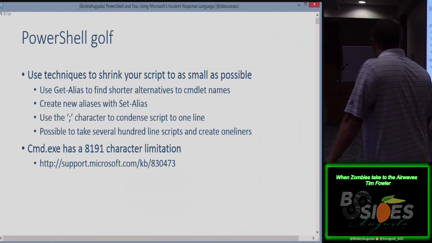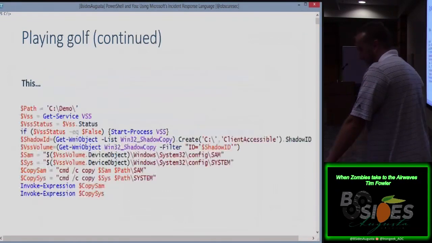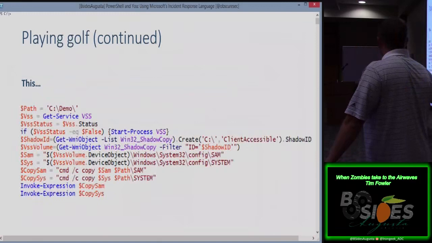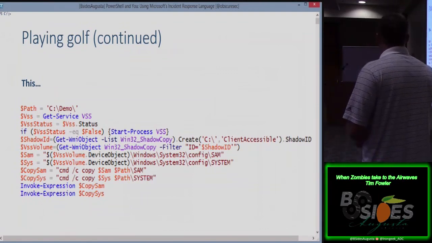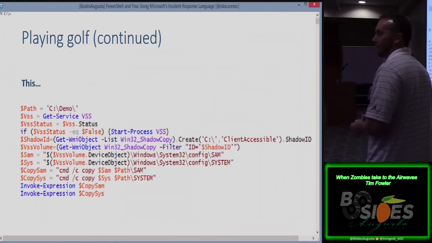So again, 8,191 character limit, and what we want to create is powershell.exe -command, and then something that fits in the remaining characters. So 8,000 characters. Anyone know what this is doing? The shadow copy. So when I originally wrote this script, this idea was popularized by Tim Tomes, the team here, and Mark Baggett. It's awesome.